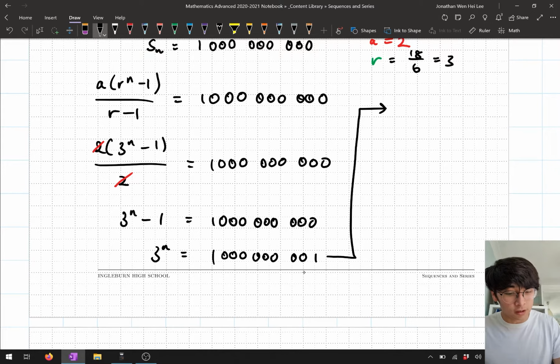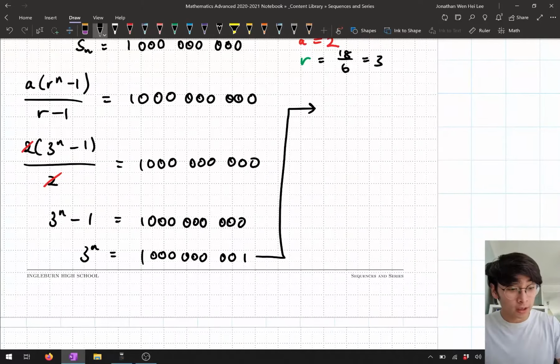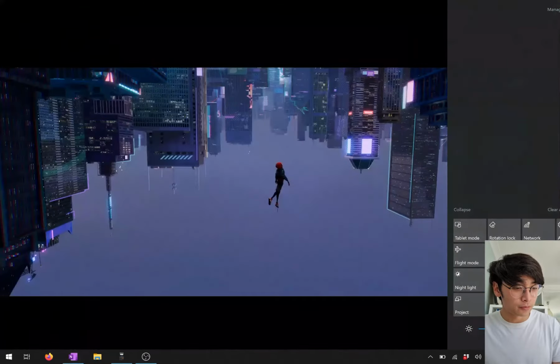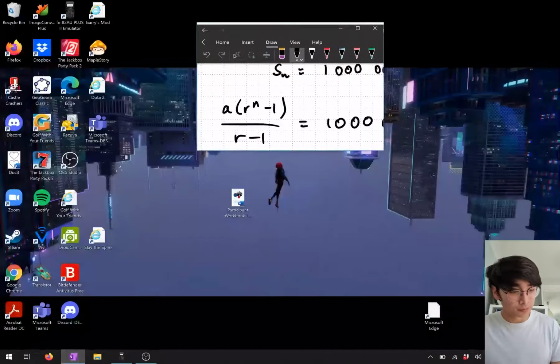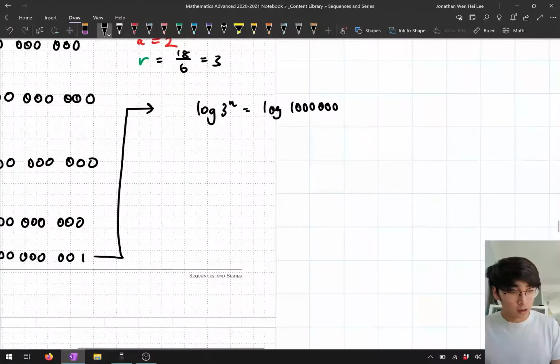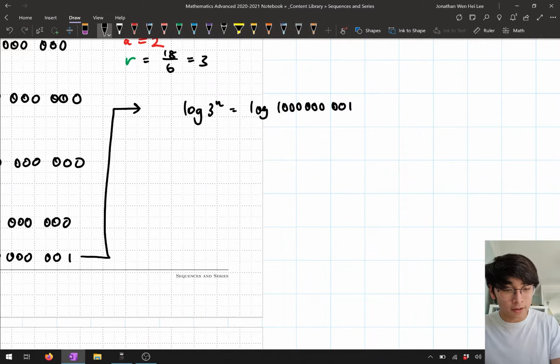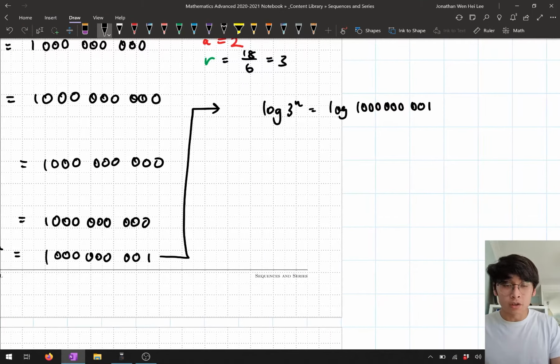And so as I continue to solve this, how do I get rid of exponentials? The opposite of an exponential, if you remember from solving problems with arithmetic progressions and geometric progressions, is to take logs. So this becomes log 3 to the power n is equal to log 1 billion and 1. And so when you use the log laws, this becomes n log 3 is equal to log 1 billion and 1.